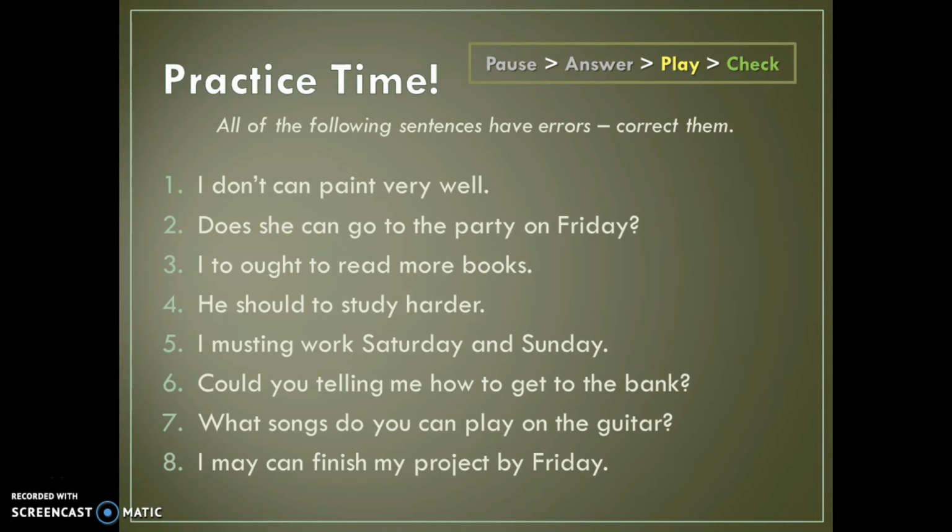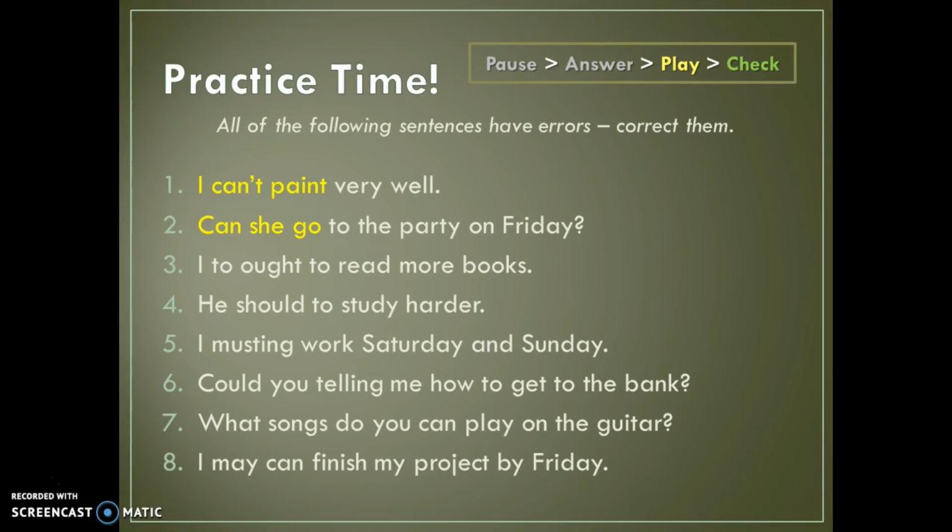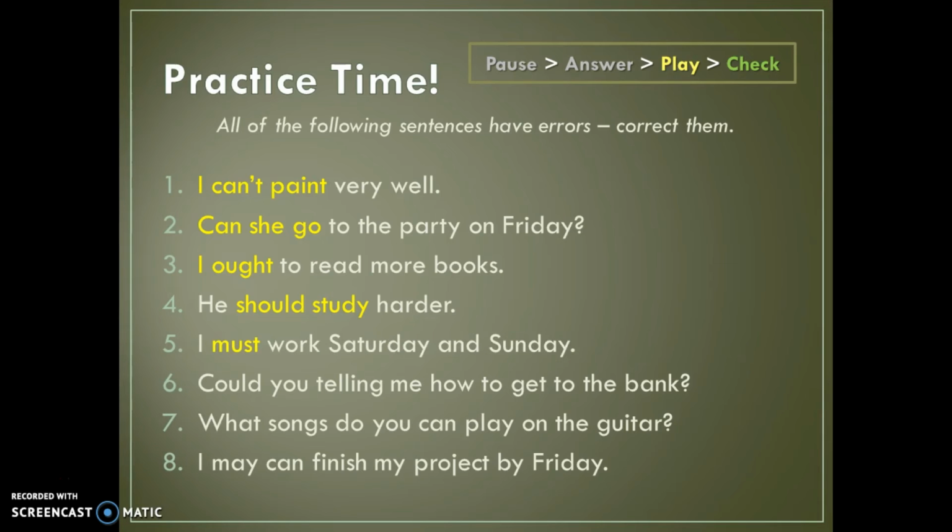Number 1, "I don't can paint very well" becomes "I can't paint very well." Number 2, "Does she can go to the party on Friday?" becomes "Can she go to the party on Friday?" Number 3, "I ought to reading more books" becomes "I ought to read more books." Number 4, "He should to study harder" becomes "He should study harder." Number 5, "I musting work Saturday and Sunday" becomes "I must work Saturday and Sunday."